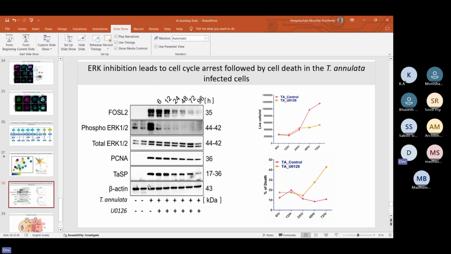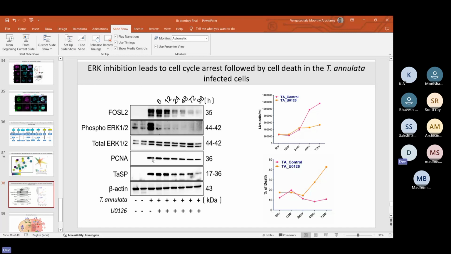So this Western blot represents uninfected samples, the TN letter minus, which represents the uninfected healthy PBMC, and the TN letter presence represents that we have taken the infected samples and treated our cells with U0126 for various time points. There is a drastic decrease in the TSP expression due to the cell death.